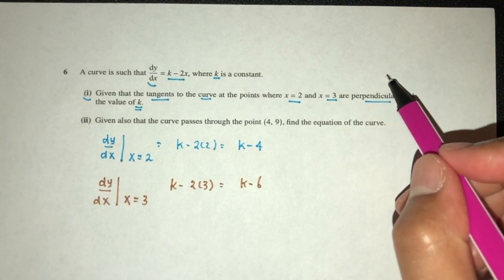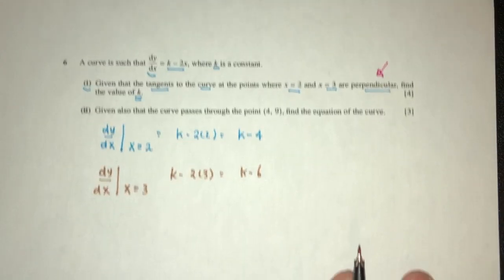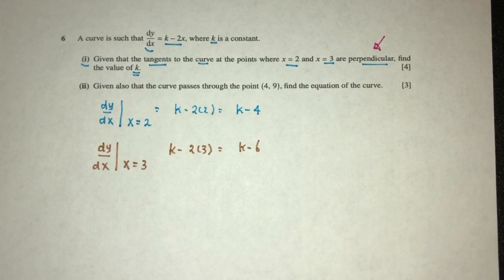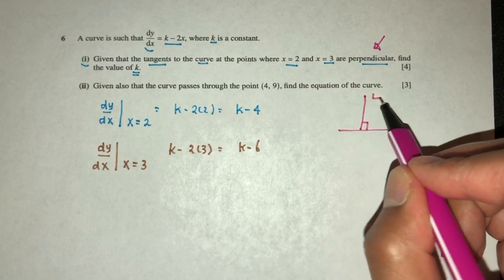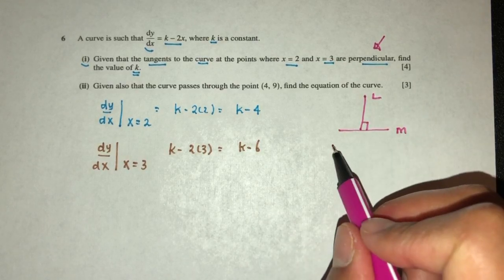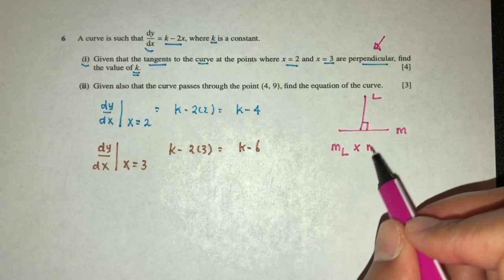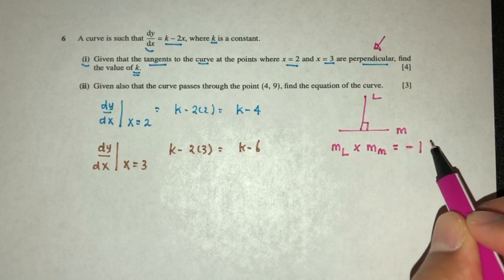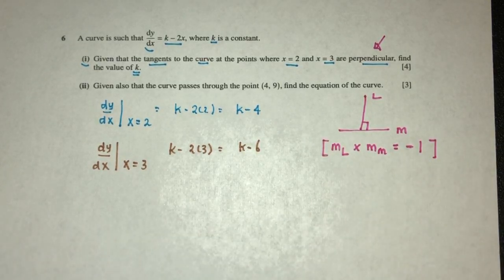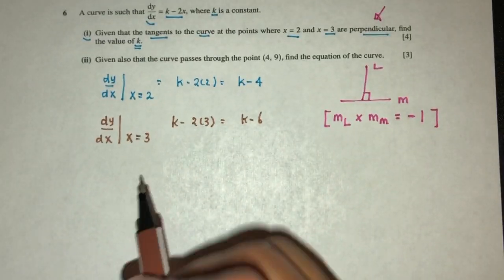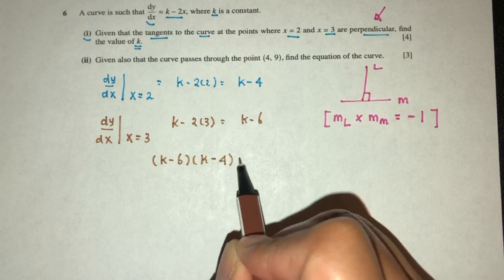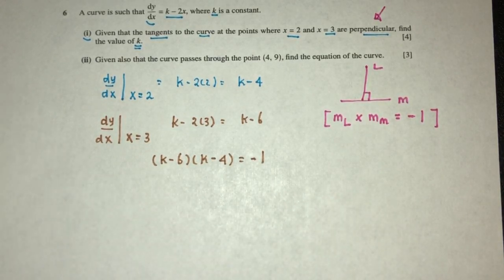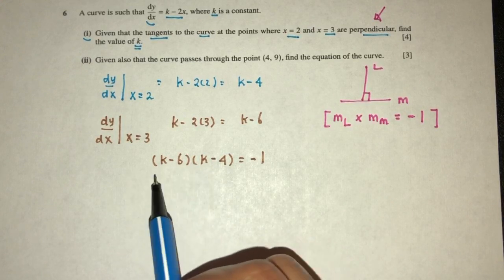So now we know they are perpendicular, right? So it means that if you multiply the gradients by each other, it will give you the value of minus 1. We have to know this. For example, if you have two lines, L and M, the gradient of L multiplied by the gradient of M has to give you minus 1 because they are perpendicular to each other. This is something we have to know to solve this question. So let's solve. Let's see what we have here. So here we can expand.